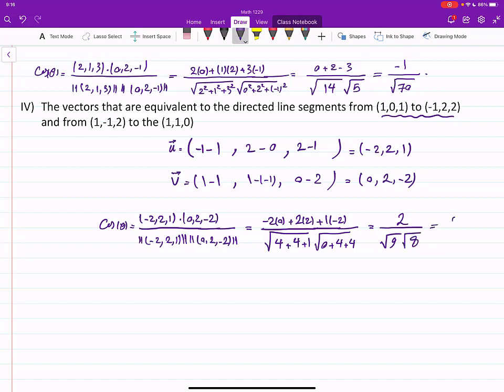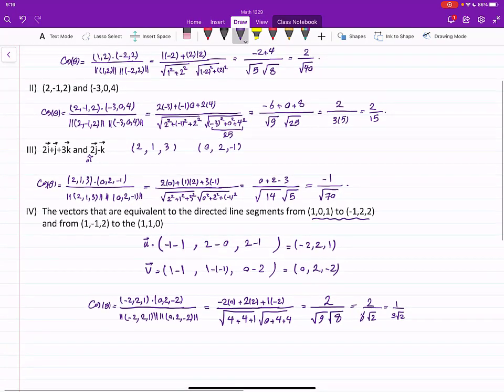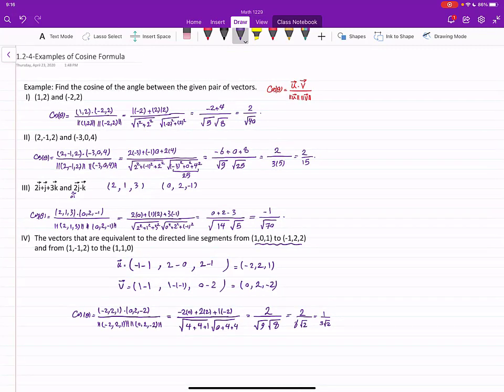Okay, so that will give me, well, remember that root 8 is 2 root 2, and root 9 is 3. So that will give me 6 root 2, and then we can cancel 2 with one of those 2's in the denominator, and we get this number here as the cosine theta. Okay, so these were some examples for the cosine formula.